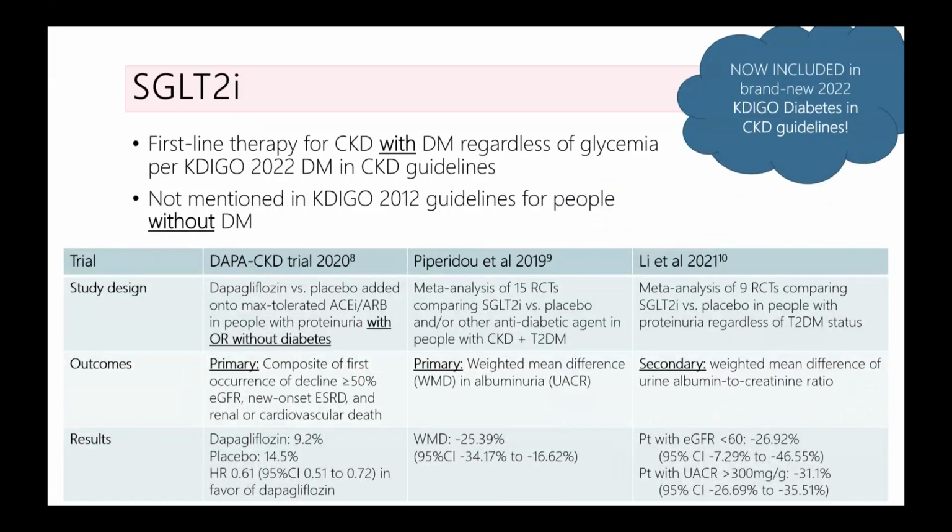So here on this slide, I included 3 studies, and for the sake of time, I won't go over them extensively, but I wanted to point out a few important things. On the left, we have the DAPA-CKD trial, which was the first and only RCT done for SGLT2 inhibitor renal outcomes in people both with diabetes and without diabetes. And it found a significant decrease in the composite adverse renal outcomes. The other 2 trials here on this slide are meta-analyses of SGLT2 inhibitors, which show reductions in proteinuria of about 25 to 30% compared to placebo.